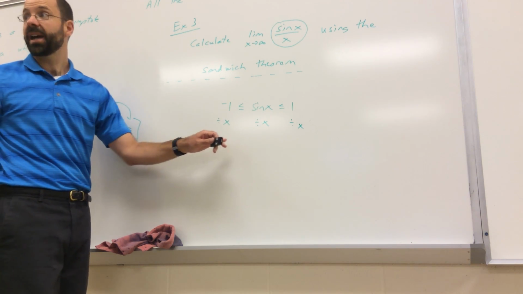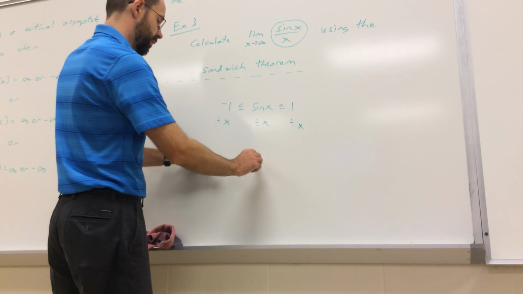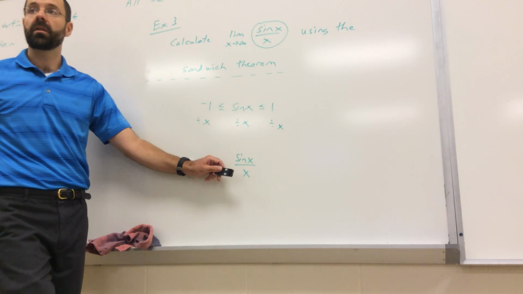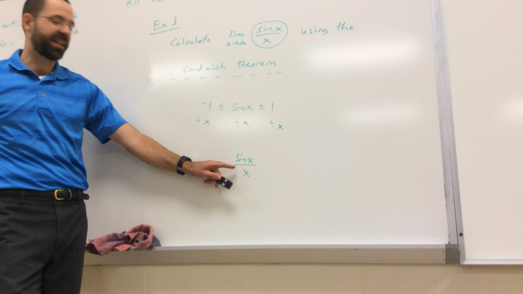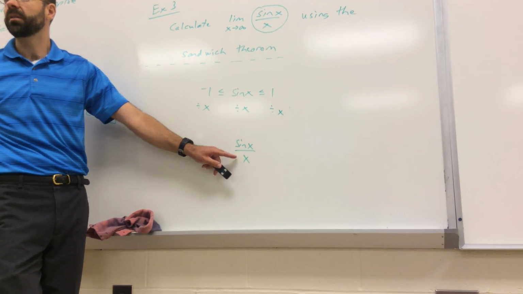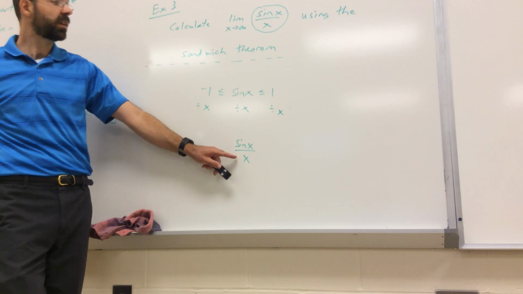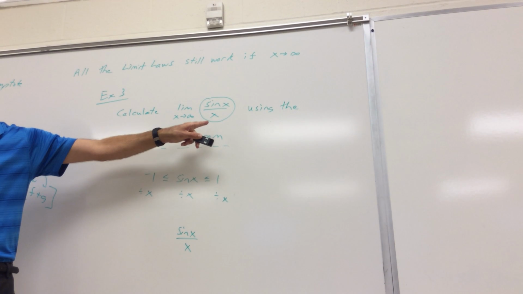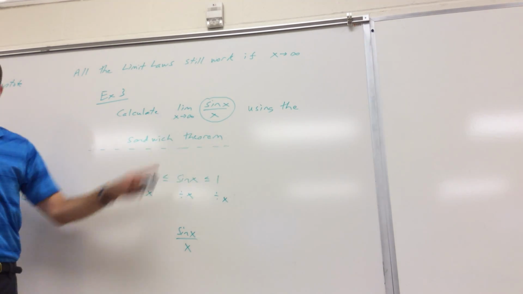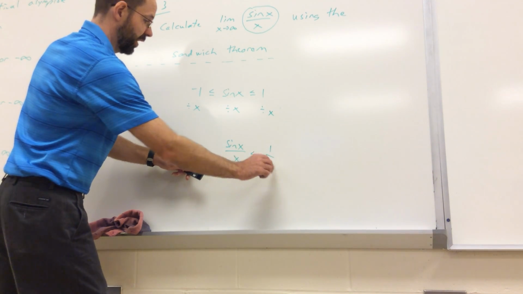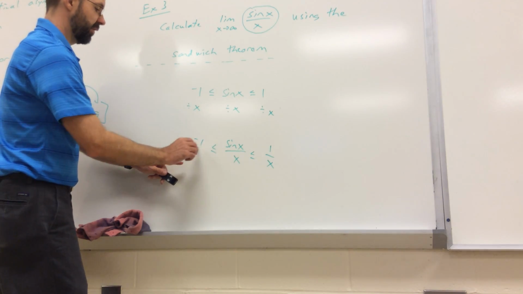The reason I'm dividing by x is because then in the middle, I get sine of x over x. Why did I want to get sine of x over x in the middle? Because that's the function I care about, right? That's the one I'm trying to trap in the middle. So here I just have 1 divided by x, and here I just have -1 divided by x.